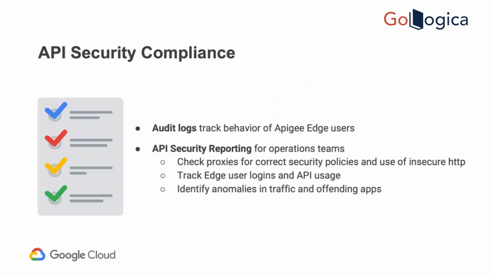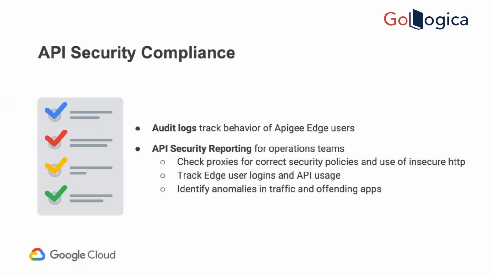Next is the compliance part. For compliance, we have audit logs. APG audit logs will track the behavior of all the APG Edge users, which user did what and everything. We also have security reporting in place. But security reporting is on the public cloud version, not on the on-premise version. Here it works on top of analytics. So it can check certain policies, proxies and everything, whether they are using the correct virtual host or correct information, the correct HTTP port or HTTPS, or whether they are using HTTP, and then they can check the user login API usage.